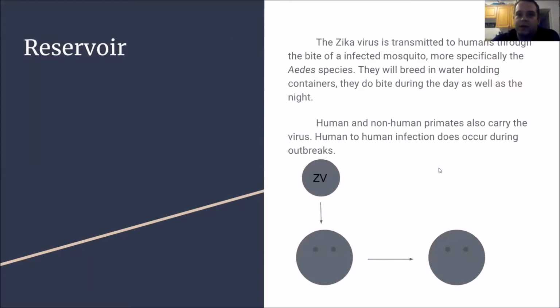Now the reservoir is where the virus originates, and the Zika virus is stored in mosquitoes. The virus is transmitted with a bite and then can be transmitted to other people through many different ways, which will be discussed later in the presentation.